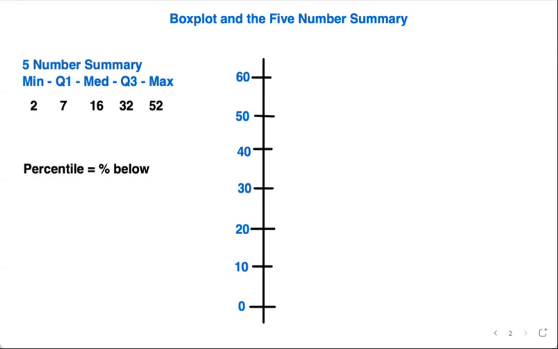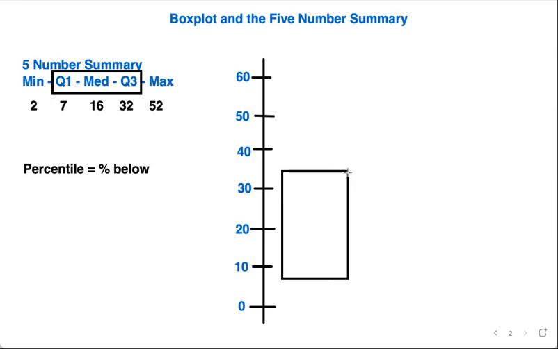This can be displayed on a simplified box plot, where the box is going to be Q1, the median, and Q3. And then the min and the max will be the whiskers it extends to. So in this case, I would go from 7 to 32. So again, I'm just approximating here from 7 to 32. And then there'd be a line in the middle to signify the median of 16. So about right here.